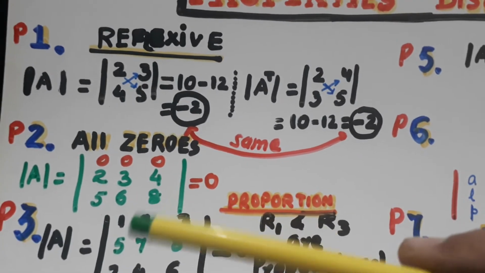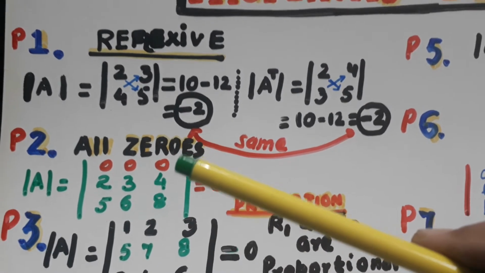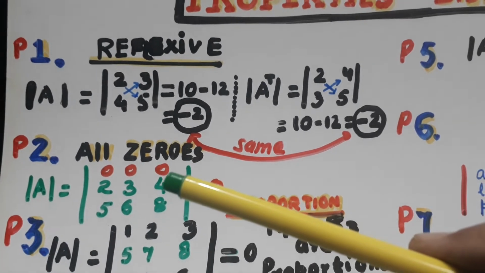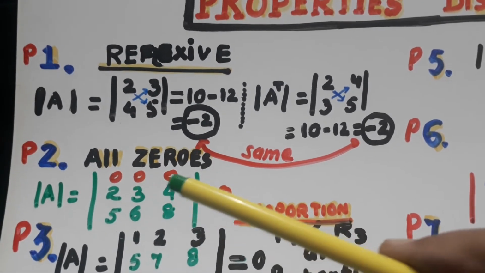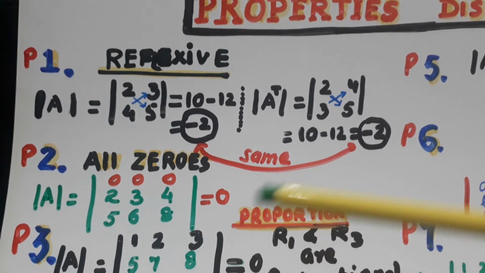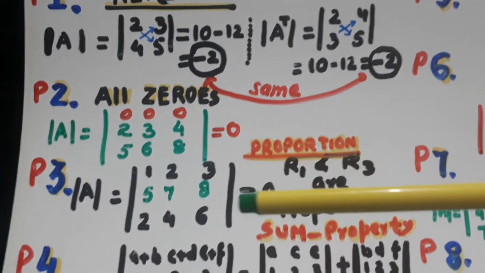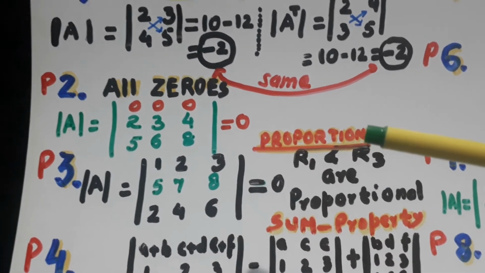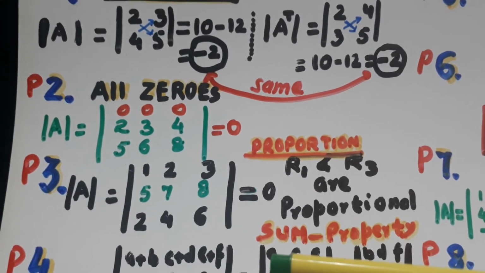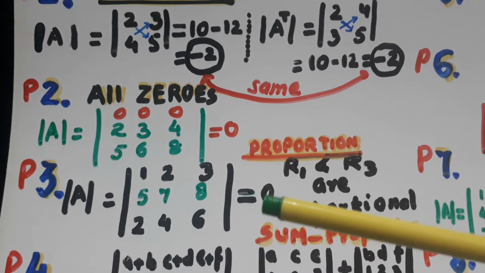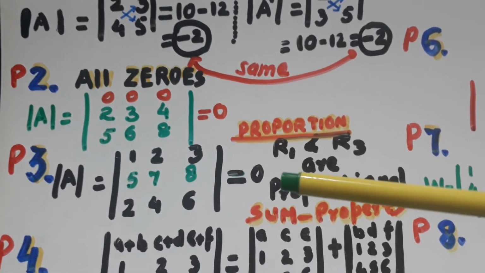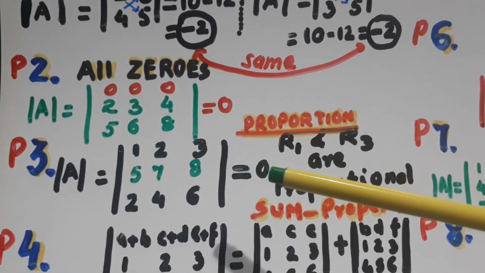Number 2, A stands for all zeros. Second property: if there are all zeros in any row or column, the value of the determinant becomes 0. Property number 3, proportion. When two rows or columns are in proportion, then the value of the determinant becomes 0.